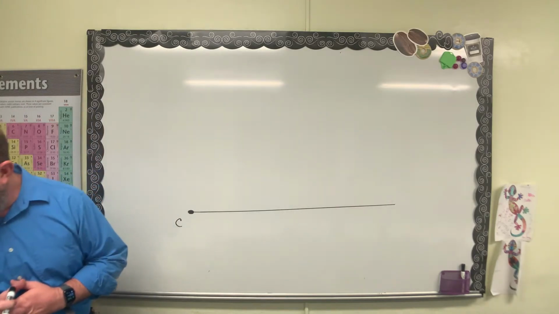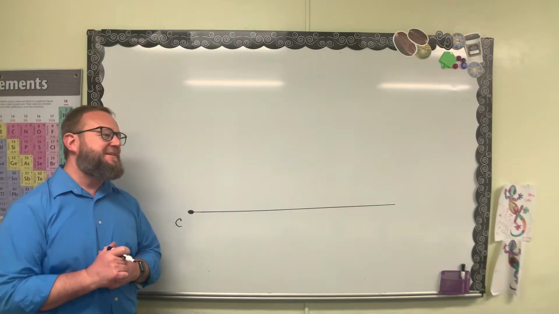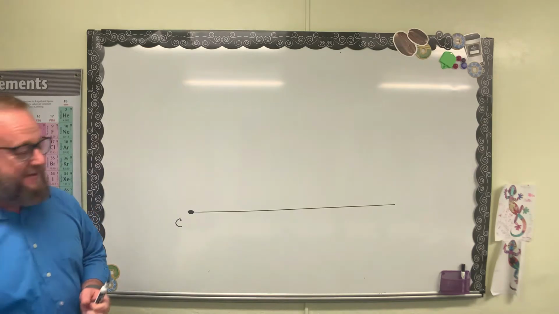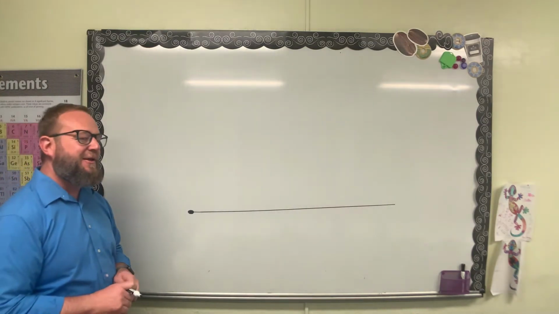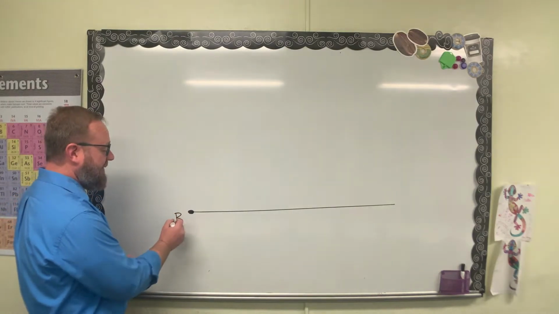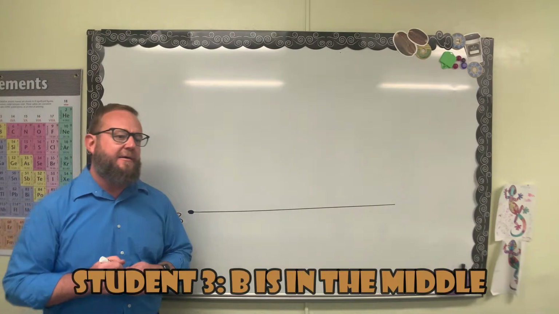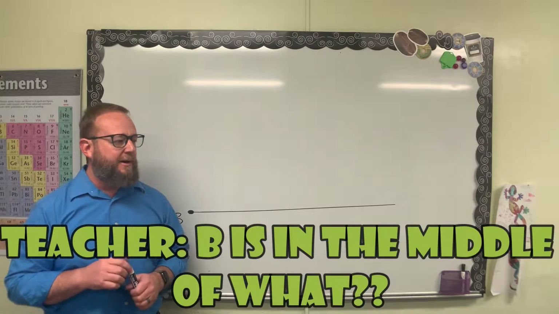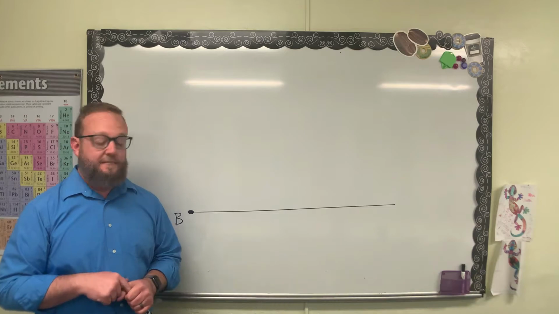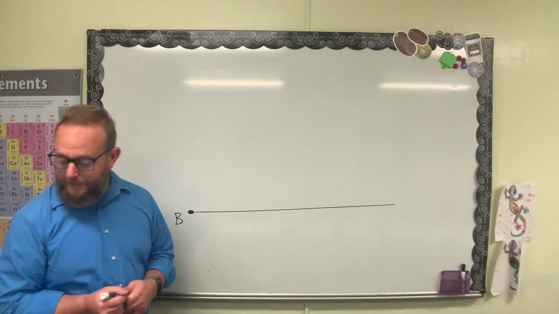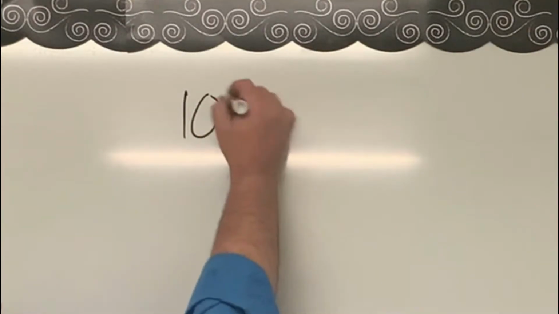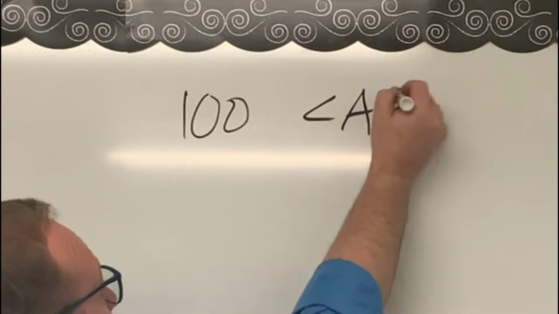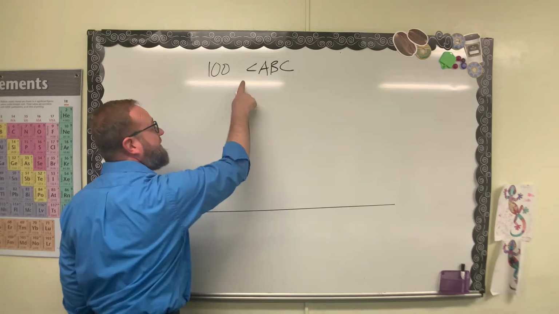Unless it gives you specific instructions. If you follow instructions, then you would be labeling it B. B's in the middle of the ABC. Because it said construct an angle that's 100, and it labeled it for you, ABC. So this has meaning.